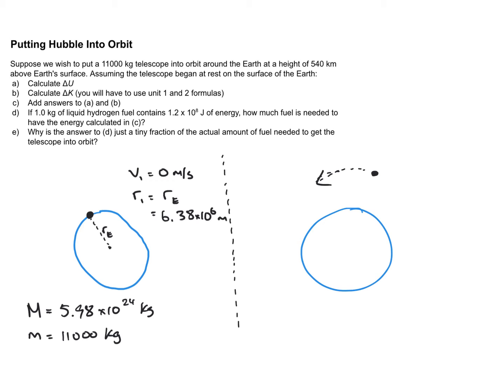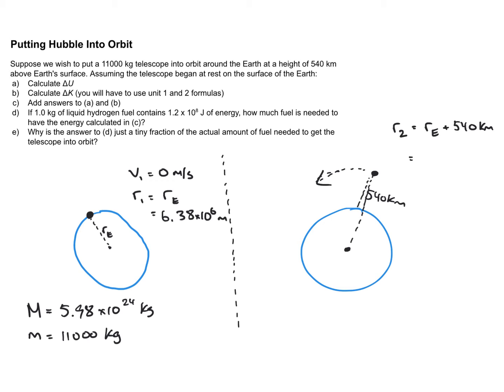Okay, then it gets launched, and when it gets launched, it's now got a height of 540 kilometers above the surface of the Earth. But how far is that from the center of the Earth? I'm going to call this R2, the distance of the telescope from the center of the Earth. That's going to be the radius of the Earth plus the additional 540 kilometers.